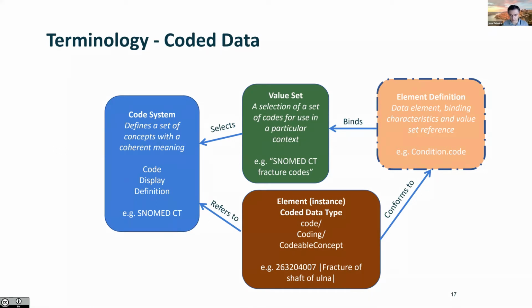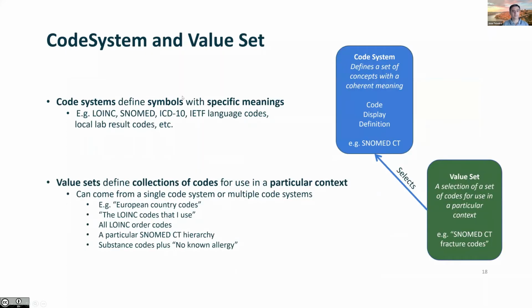Let me walk through the difference, because that's the most important thing. The difference between code system and value set, as a recap and just as a short note for those who were not in the session last month. In FHIR, we have code system, which defines the codes, so defines symbols with specific meanings: LOINC, SNOMED, ICD-10. Those are code systems. And value sets define subsets of that to use in a particular context.